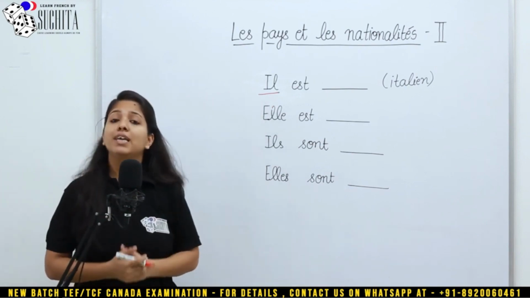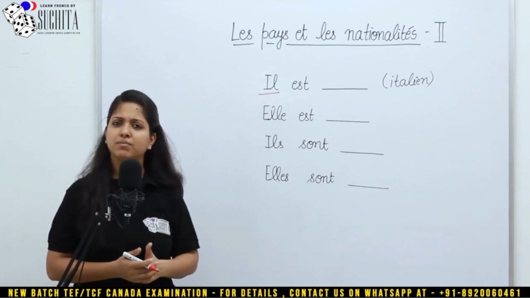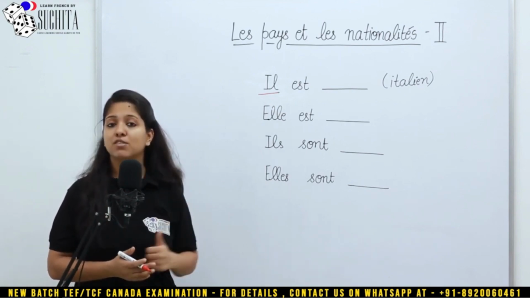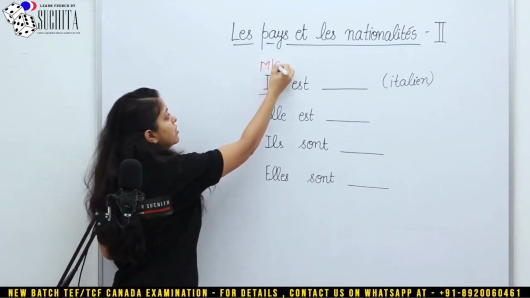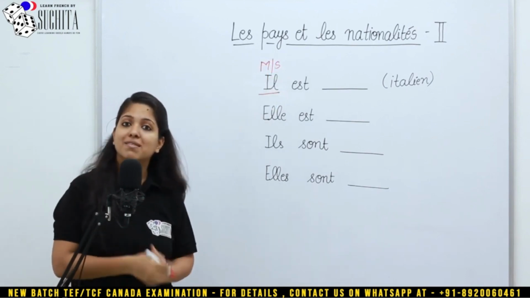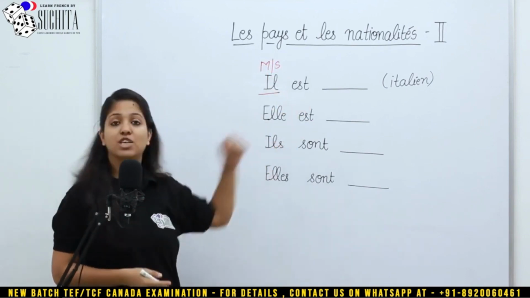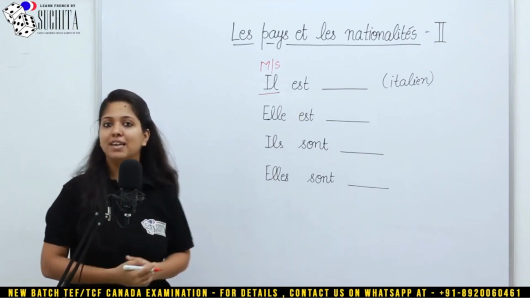Okay. Now, il. Il means he. Ça c'est masculin ou féminin? Là c'est masculin et singulier. So since it is masculine and it is singular, you will use the masculine singular version of the nationality Italien and it becomes il est italien.